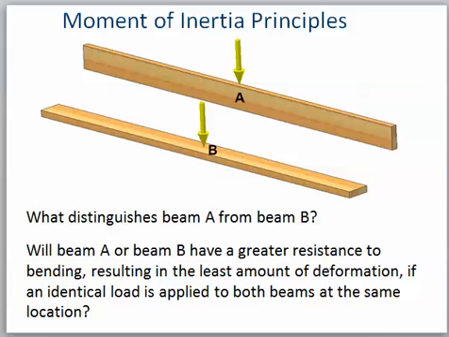Well, what distinguishes beam A from beam B? As you can see here, obviously beam A is laid up on its edge and beam B is laying down on its face. Will beam A or beam B have the greater resistance to bending, resulting in the least amount of deformation if an identical load is applied to both beams at the same location? Well, I think all of us right now know that A is going to bend a whole lot less, but let's look at the math behind it.